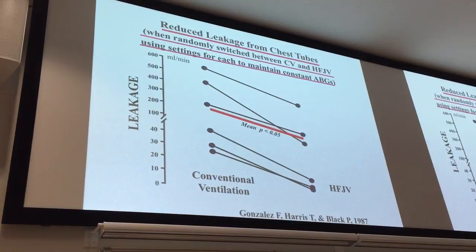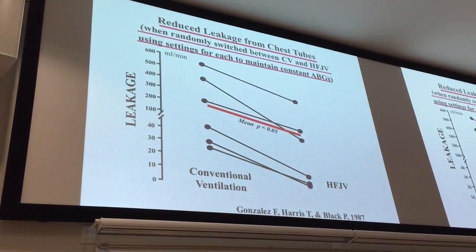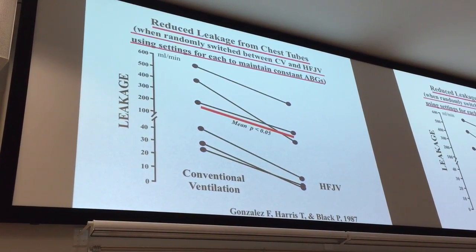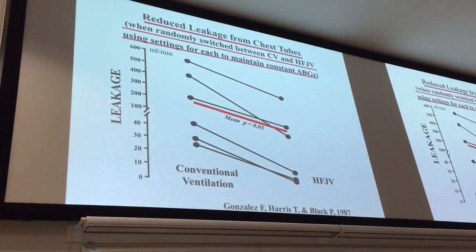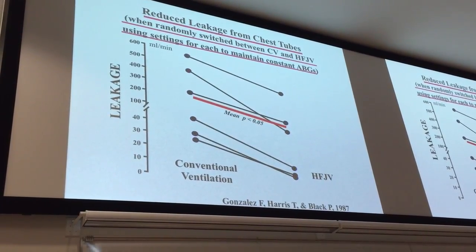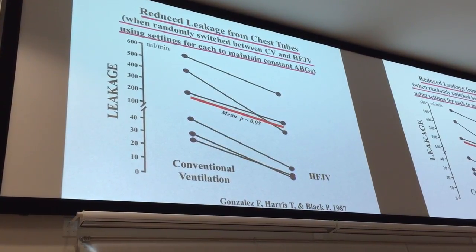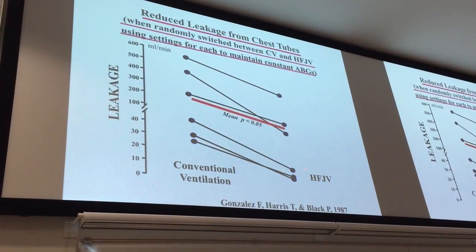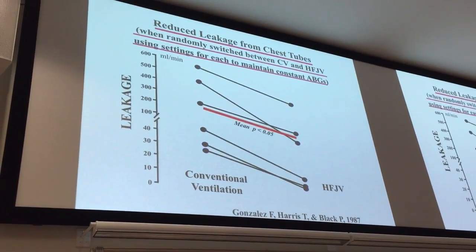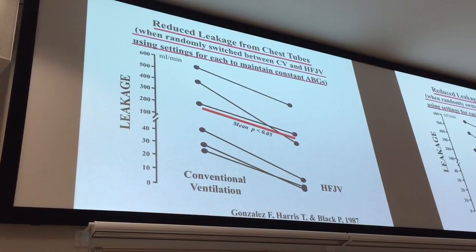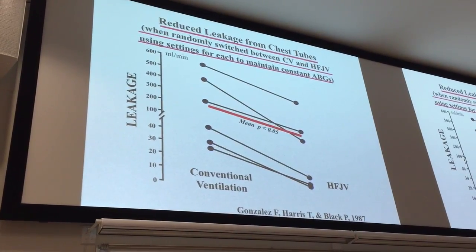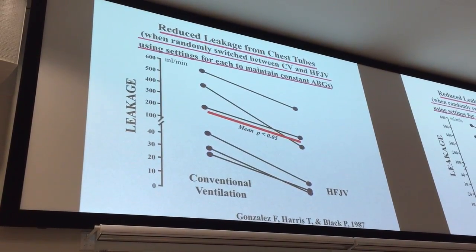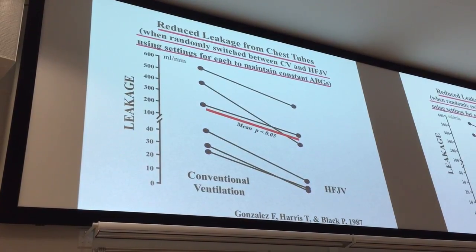There's also good evidence. This is now looking at big holes, holes in the large airways. Felipe Gonzalez many years ago measured flow through chest tubes on conventional ventilation and then switched to jet. So each patient is his own control, and there was a significant reduction in leak through that chest tube.